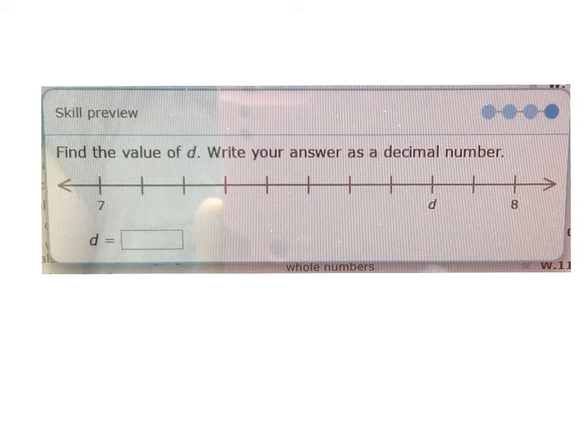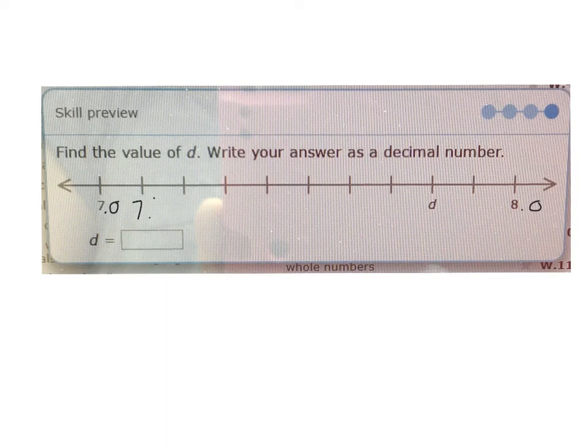A minute ago we said, remember, 7 whole is really saying 7 and 0 tenths. 8 whole is 8 and 0 tenths. Or you could think of 8 whole as 7 and 10 tenths, I guess, but that's a really weird way of thinking about it. 7 and 10 tenths equals 8. Anyhow, we'll write these in.